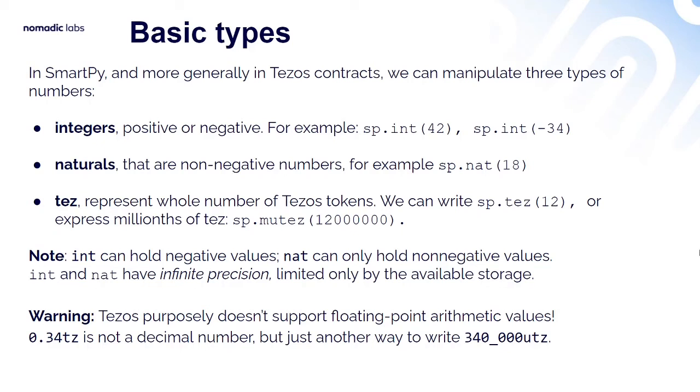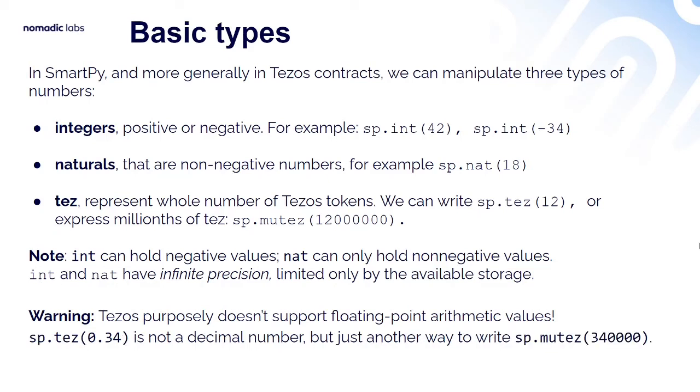It's important to really understand that int can hold negative values, while nat can only hold non-negative values. Both of them have infinite precision in the sense that they can store values that are large as we want, like up to billions and billions, with no limits other than the available storage. And for int, this is the same for negative values, that can be as negative as we want. Another thing to keep in mind is that Tezos purposely doesn't support floating point arithmetic values. And for example, we can write sp.tez of 0.34, but this is not a decimal number. This is just another way to write sp.mutez of 340,000.